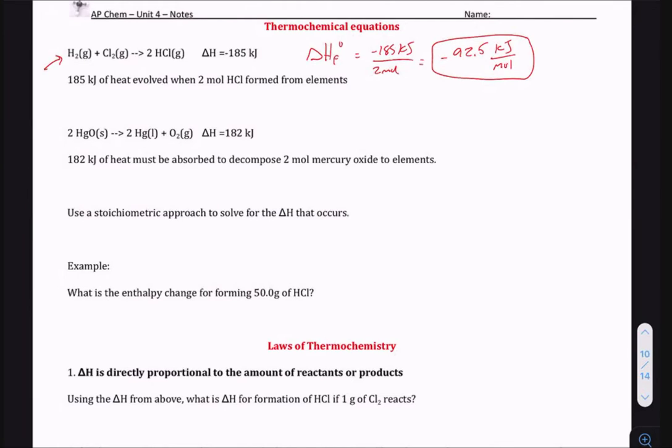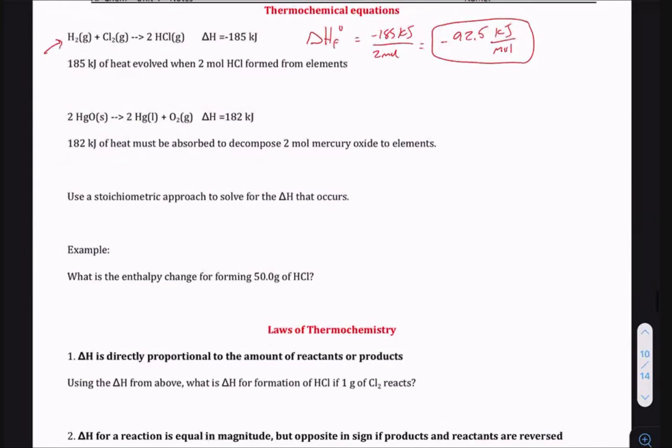Okay, another example. Mercury oxide is shown here to decompose. Here's the delta H for this: 182 kilojoules of heat must be absorbed to decompose 2 moles of mercury oxide to its elements. Now, it says endothermic, so the sign is positive, right? So think about that. We're breaking apart a compound, it's absorbing energy. Use a stoichiometric approach to solve for the delta H that occurs.